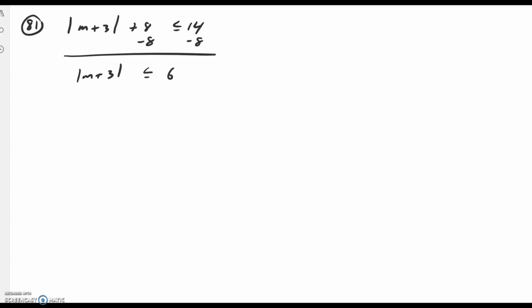So let's go over here and let's think about the absolute value of something being less than or equal to 6. And the something will be m plus 3, but let's just think of it as a question mark. Now where can that something live on the number line? This is supposed to be -6. It's not very good. Let's get rid of it. That's supposed to be 6 and this is supposed to be 0. Okay, so where can we put the question mark?